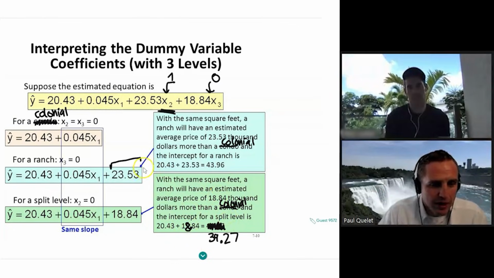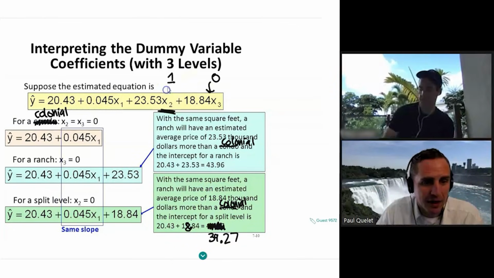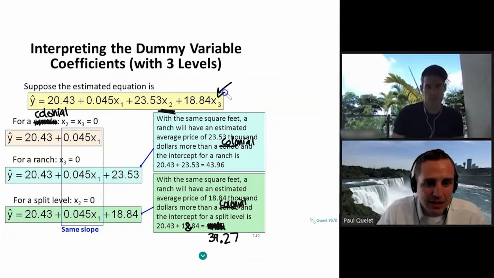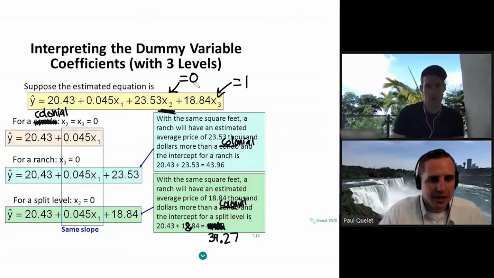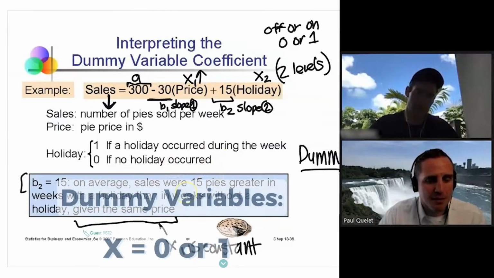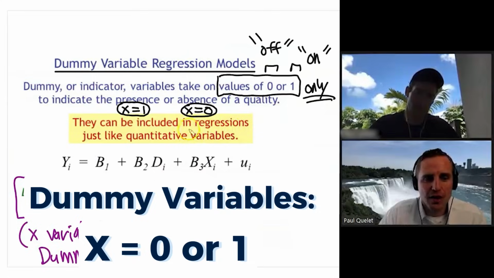Now lastly, what if you had a split level house? Then you'd say X3 is equal to 1, and then X2 would equal 0. And then you would just, again, get rid of this. So that's what we mean by dummy variables. We allow for X to either be 0 or 1.